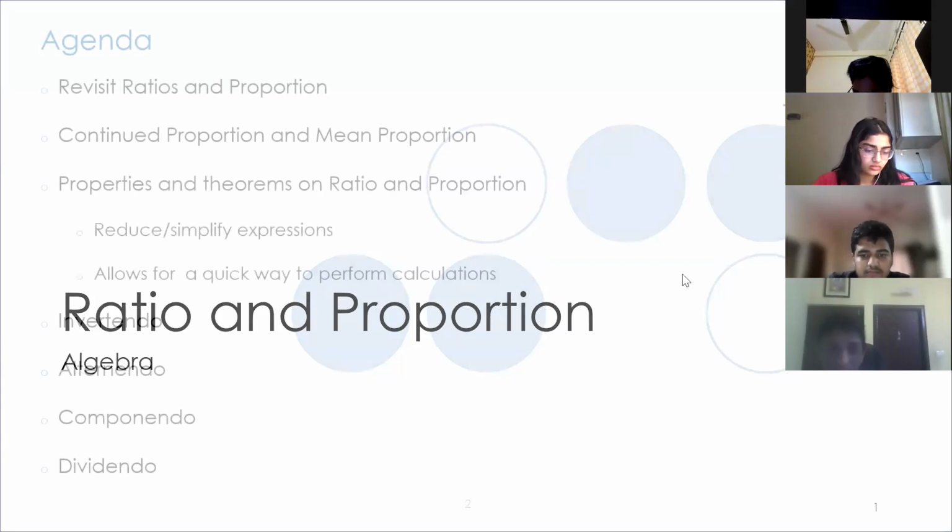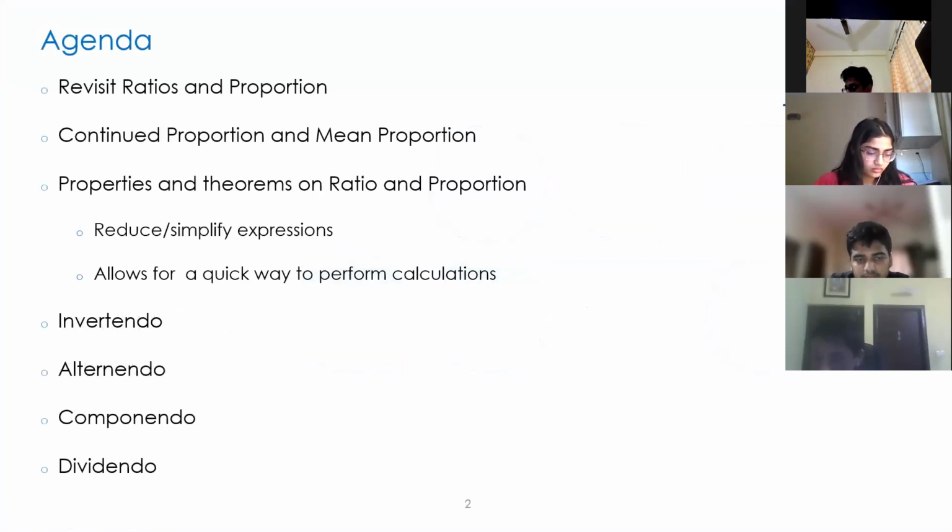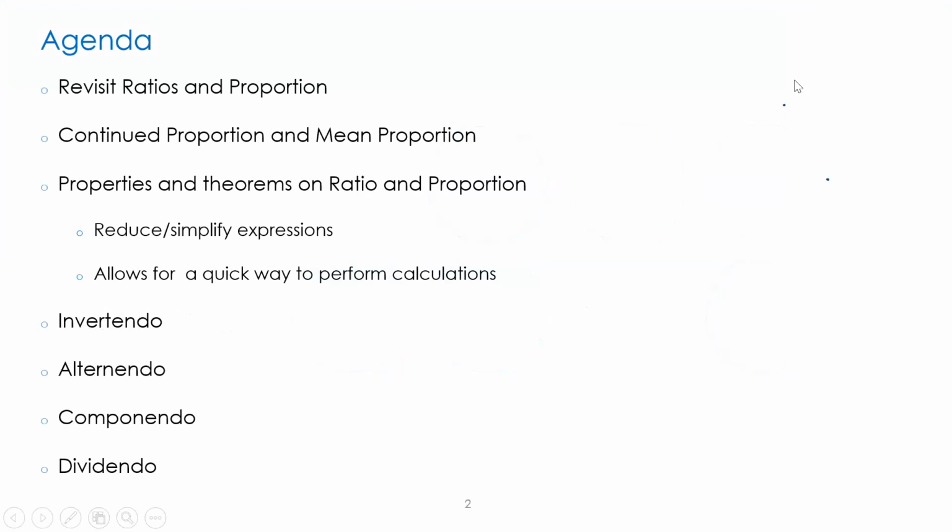What is the agenda? You all have studied ratio and proportion. We'll revisit those concepts. Then we look at continued and mean proportion and what are its uses. Then for grade 10, you have all of this. What are the theorems that you can use by knowing that two or more ratios are in proportion? And the reason you need those theorems is to reduce and simplify expressions and to perform quick calculations in algebra. What are those properties?